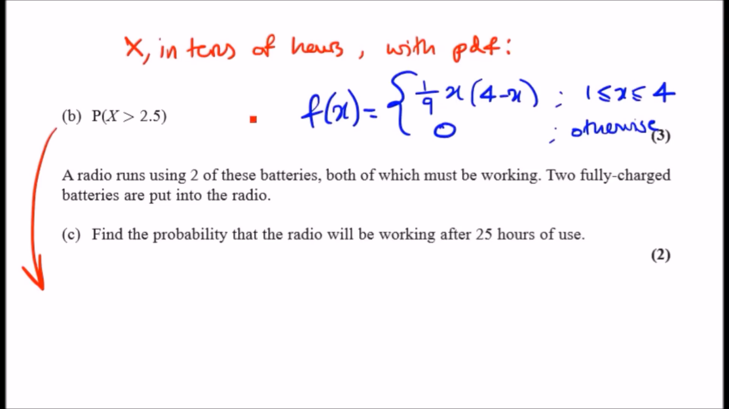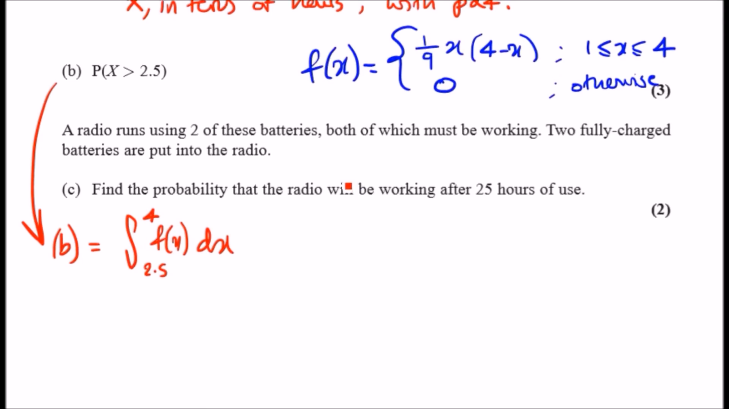So we need to find the time when x is bigger than 2.5. Well, the only way it goes is that we start from 2.5 and it goes all the way up to the limit 4. So that's exactly what we're integrating. So we can say that the solution B is simply going to be the integral of the density function from 2.5 to the highest limit, which is 4, dx. That's it. So we just pick this value 1 over 9 times x, 4 minus x, and just plug in and solve and just integrate.